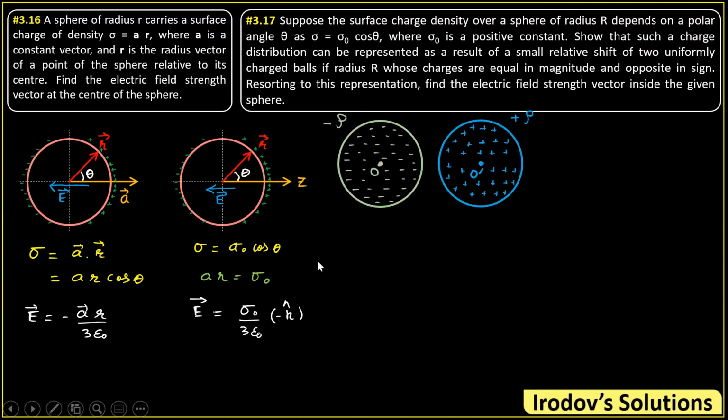In this situation, we have two identical spheres of the same radius and charge density minus rho and plus rho.